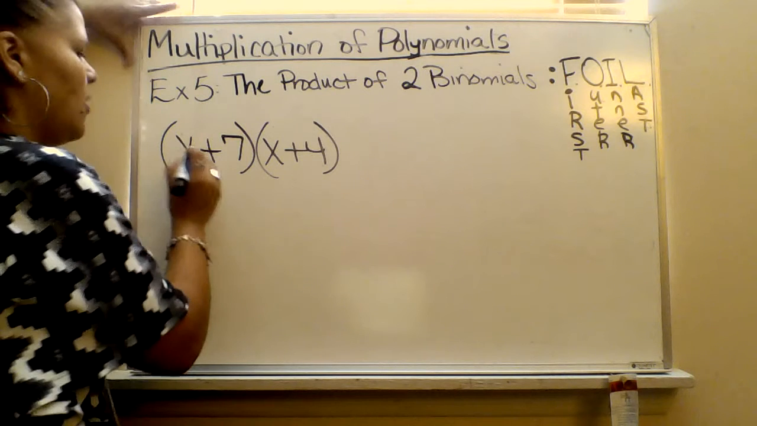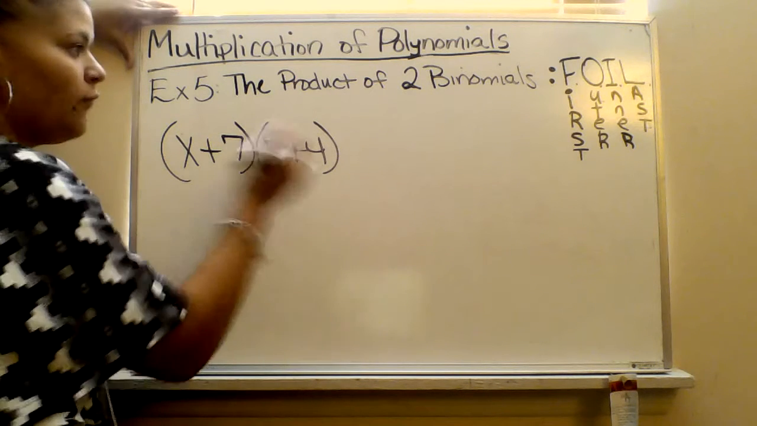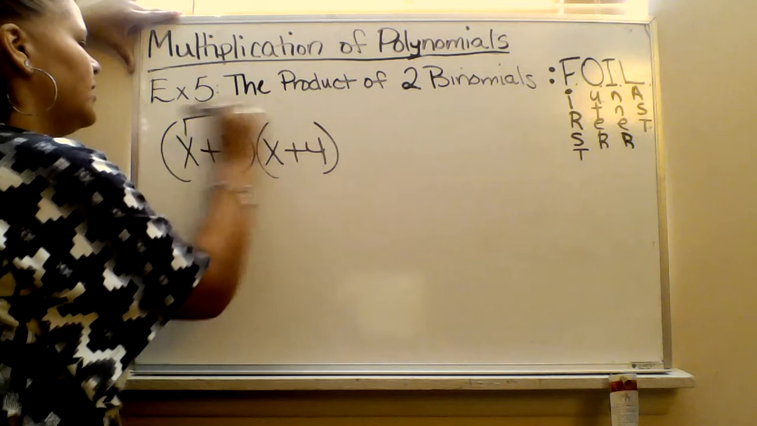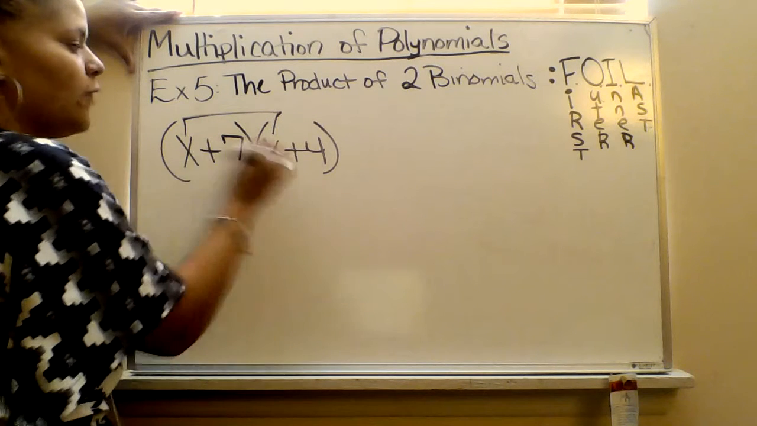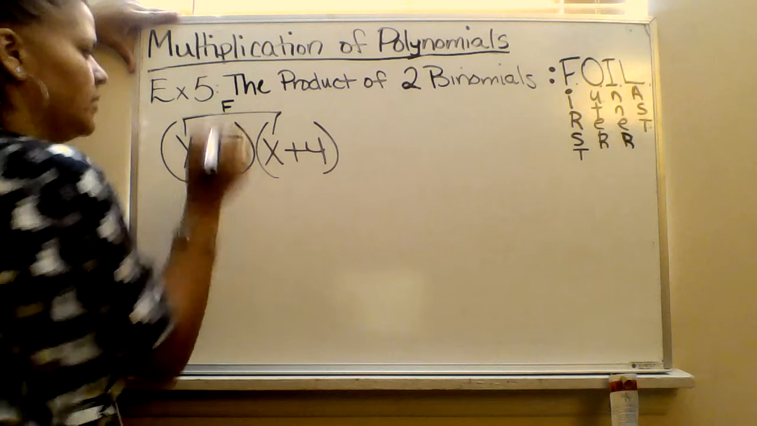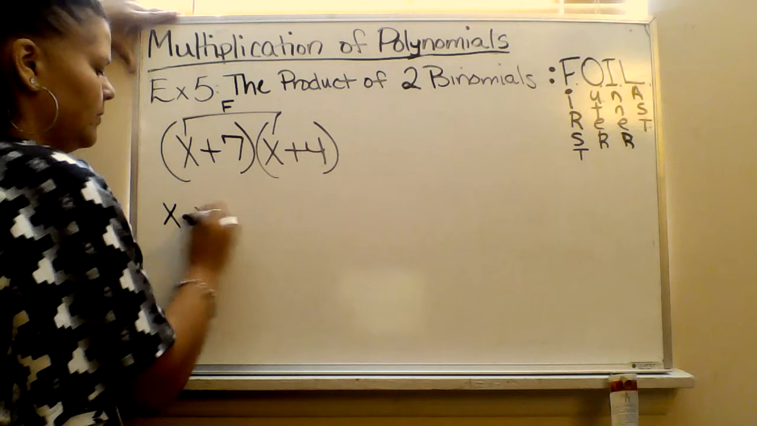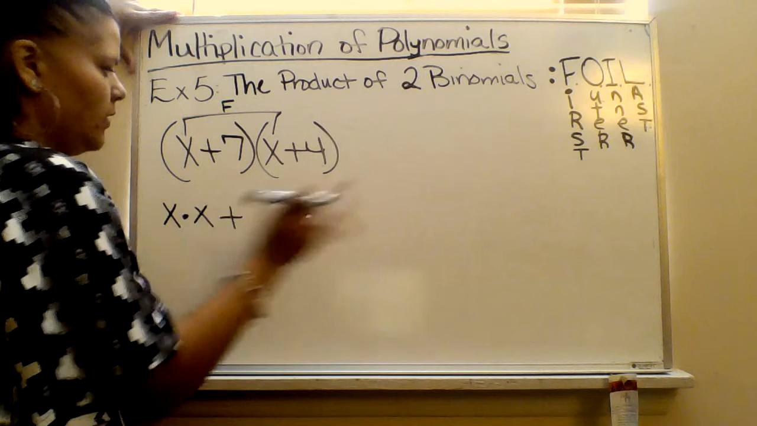So we have our x plus 7 times x plus 4. So our first terms are, we have x and x. Notice they're the first ones in each parenthesis. So these are our first terms. So that's x times x plus, and we're adding all these.